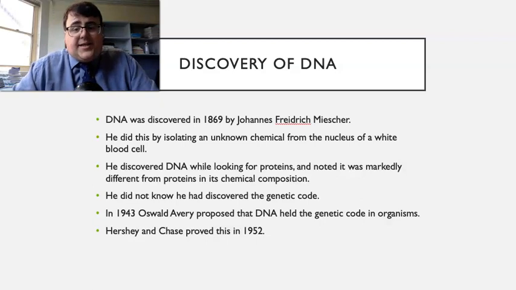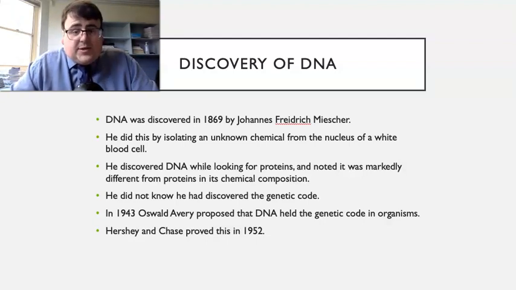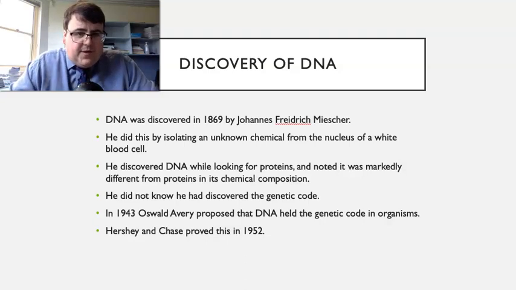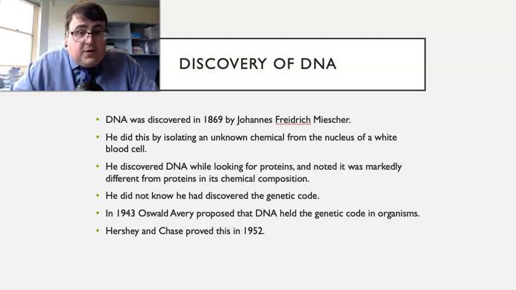So first discovered in 1869, and this was done by isolating an unknown chemical from the nucleus of a white blood cell. The scientist that was doing this wasn't actually looking for DNA, he was looking for proteins. And when he found what we now know as DNA, he noticed this is really different in chemical composition from a protein, which is what I'm looking for. He had no idea that he'd discovered what is now known as DNA, or the genetic code.